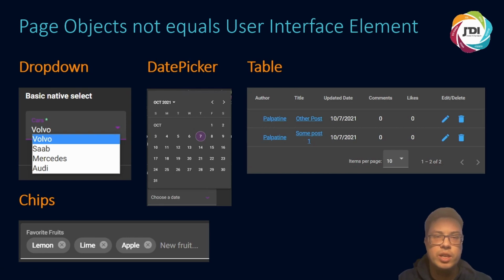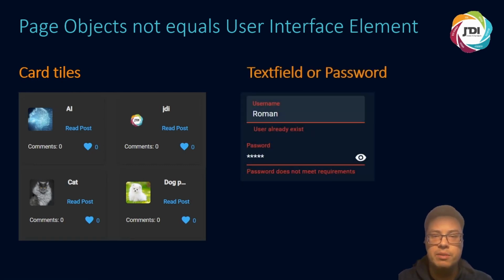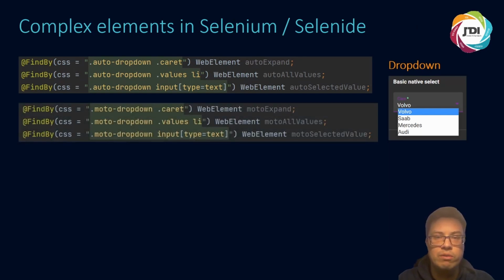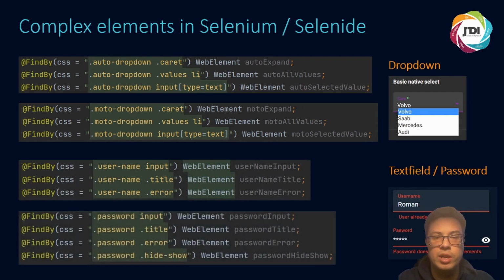We have the same situation when we work with a list of complex elements like card tiles or products, and even such a simple element as a text field or password sometimes logically requires more than one element. In our case, this is title, value, and the error message. For example, to define a dropdown, we need to describe 3 web elements, and for each dropdown, we need to describe the same kind of web elements. And for a text field or password, we can also be required to have 3 or even 4 elements.